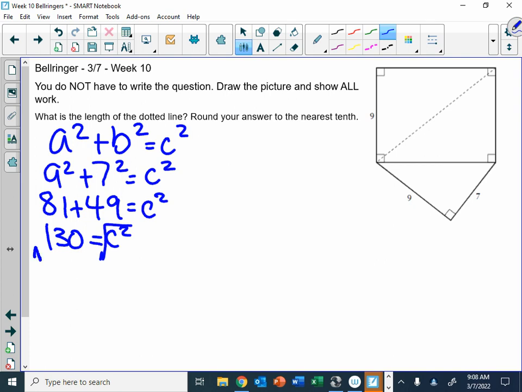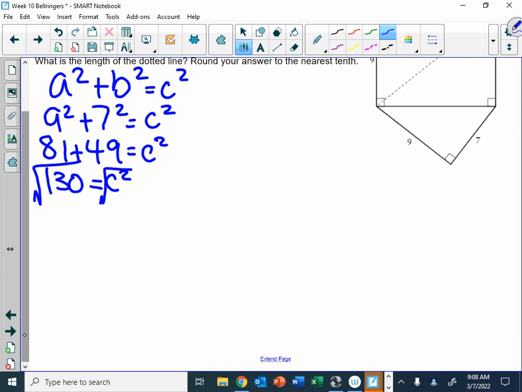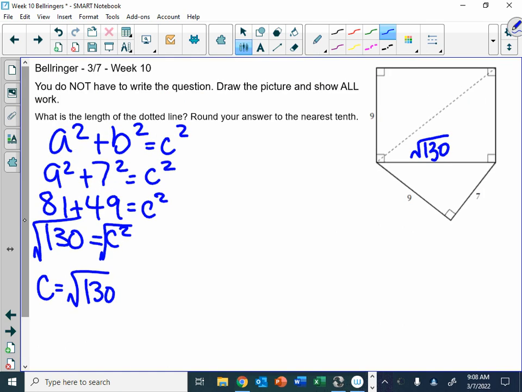Alright, remember for these problems though, it's in your best interest to just leave this as the square root of 130. Okay, for now. So this side right here is the square root of 130, and I'll remind you why that is in just a second. If I go look at the picture, this is a rectangle up here. We haven't talked about rectangles yet, but we know that opposite sides are congruent. So that means this side is 9, and this side is also square root of 130.